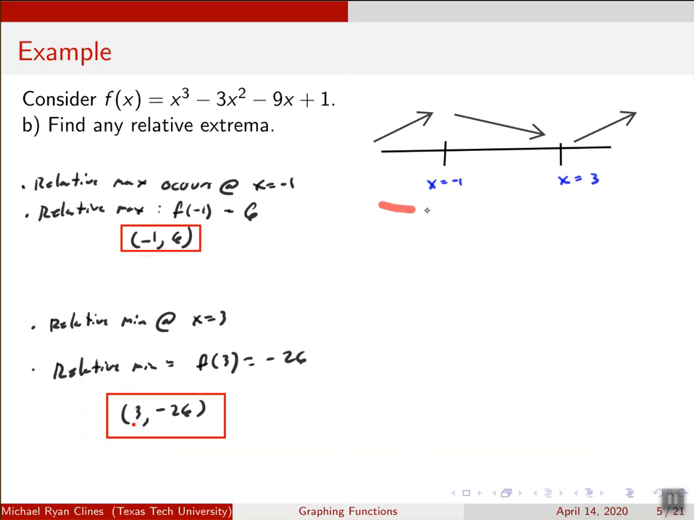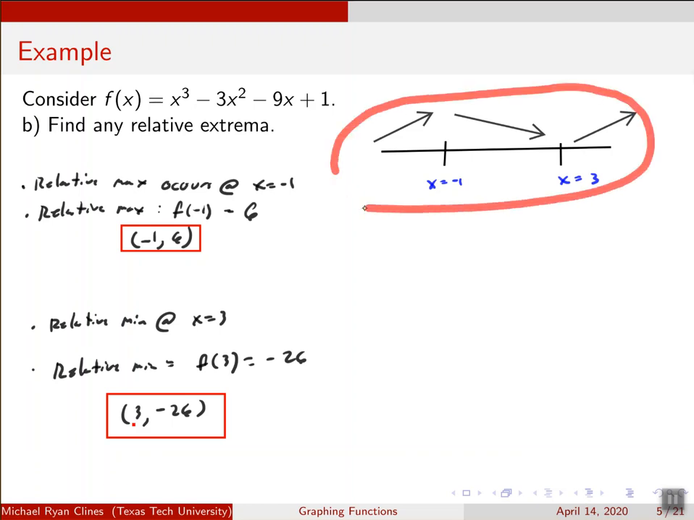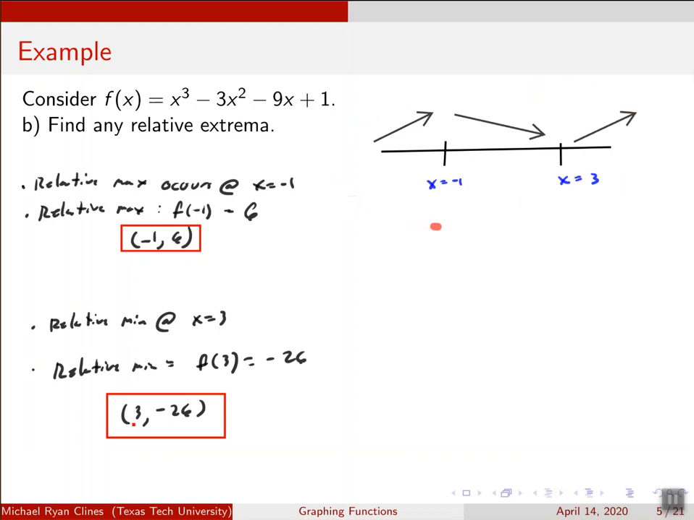We use this table right here that we developed from the first part where we were determining increasing and decreasing, and we look where the function changes direction. If it goes up then down, that means you have a relative maximum. If it goes down then up, then you have a relative minimum. That's all you do. You build your table like this. Finding the relative extrema is as simple as eyeballing it and looking at what shape it makes.